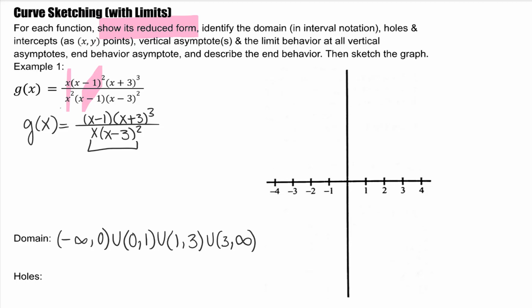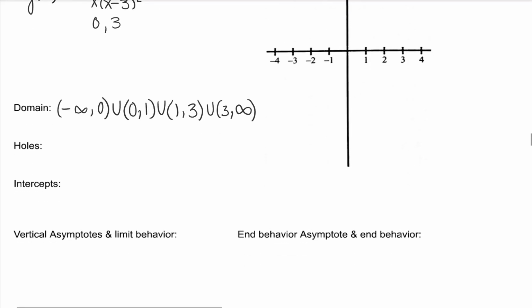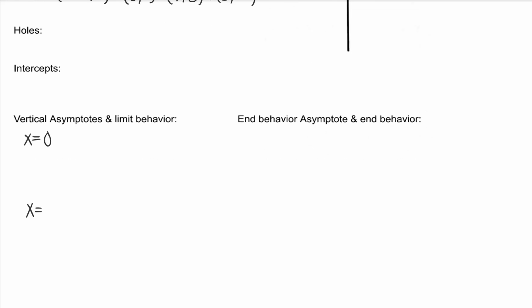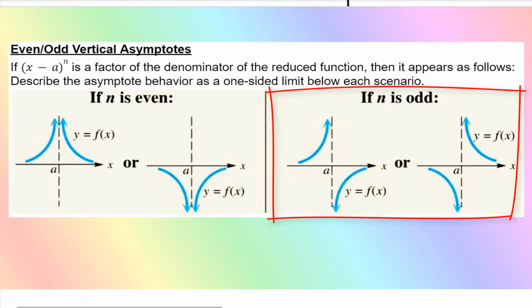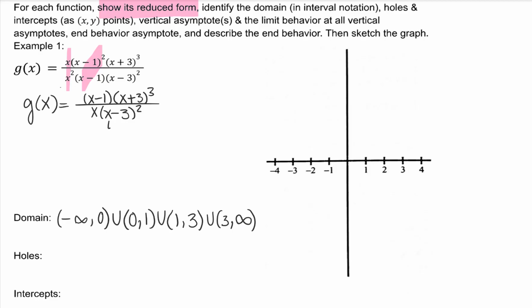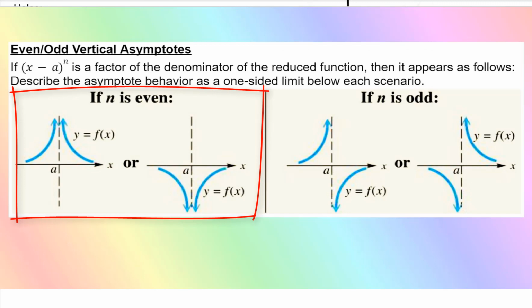Now our vertical asymptotes will be the zeros of the reduced denominator. So if it will make the reduced denominator equal to 0, then it's a vertical asymptote. That means that 0 is a vertical asymptote and 3 is a vertical asymptote. This factor, x, is to the power of 1, making it an odd vertical asymptote. This means the behavior on either side will be different. And x minus 3, this factor, is to the power of 2, making 3 an even vertical asymptote, which means the behavior on either side will be the same.